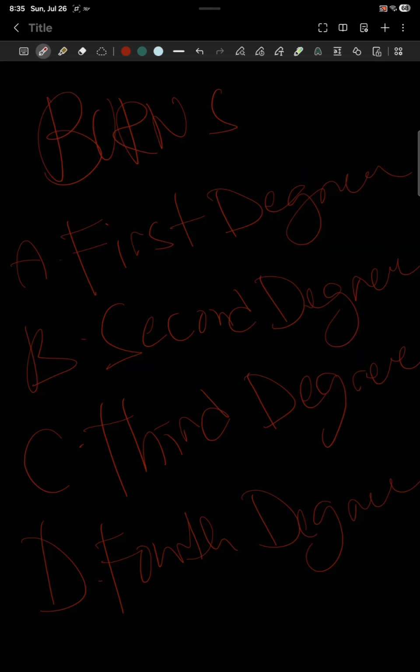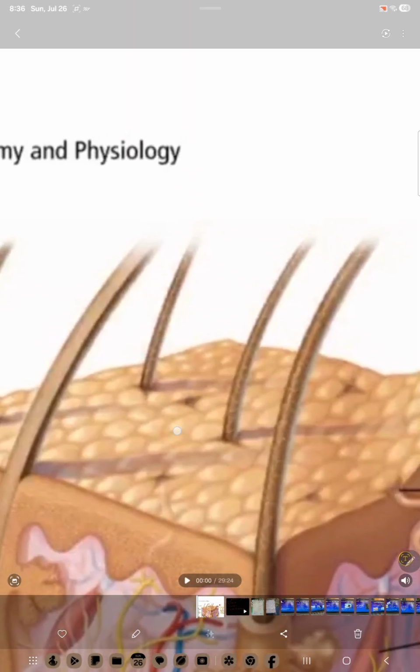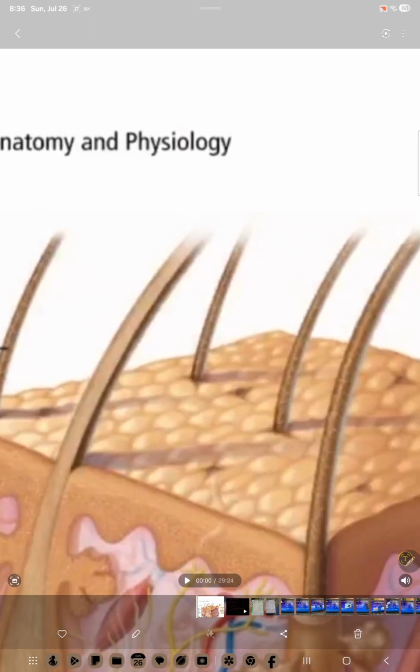Burns are classified according to their severity, which is first, second, third, and fourth degree. In a first degree burn, the only damage is to the superficial epidermis, which means our skin's shallow layer. So in first degree, the damage is only in the superficial epidermis.